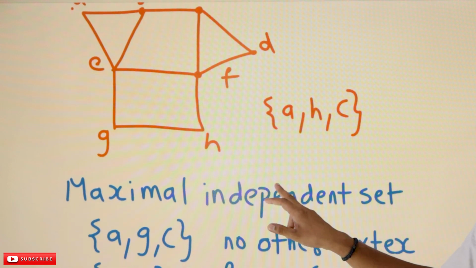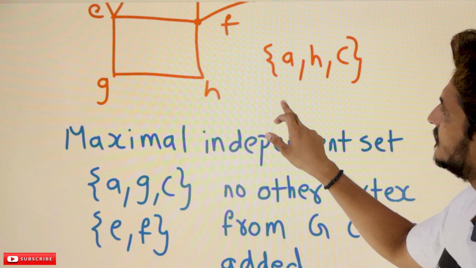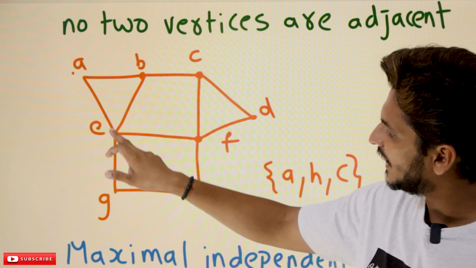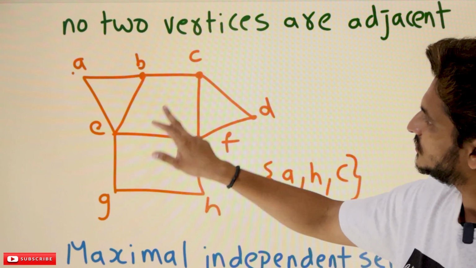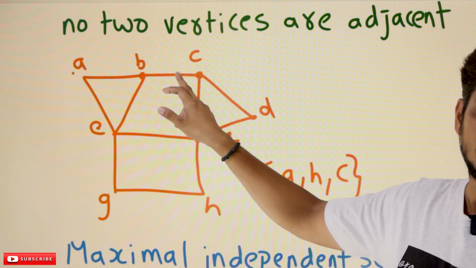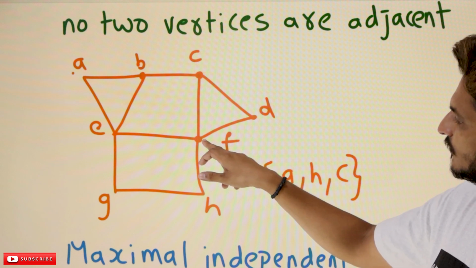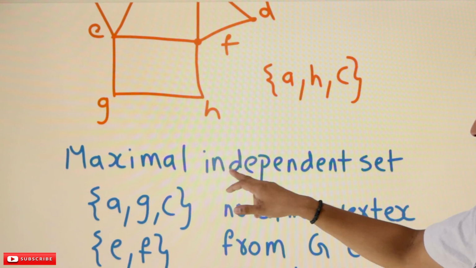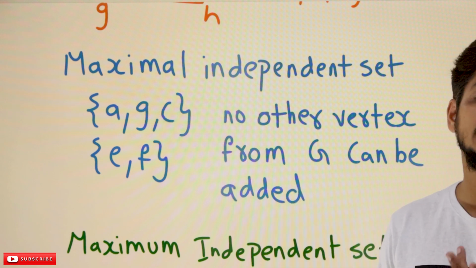Now coming to the maximal independent set. What do we mean by maximal independent set? This should be understood properly. A, G, C. This is a maximal independent set. Why do we call it a maximal independent set? For A, G, C, you are not supposed to add any other vertex from the graph. If you add E, it is not allowed because G, E has an edge. If you add B, it is not allowed because B, C has an edge. If you add D, C and D are adjacent. If you add F, C and F are adjacent. So when we say maximal independent set, no other vertex from graph G can be added. Then we call this set a maximal independent set.